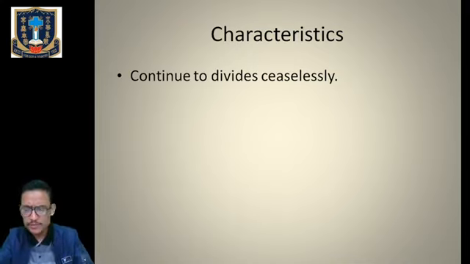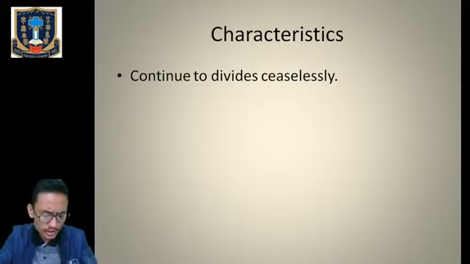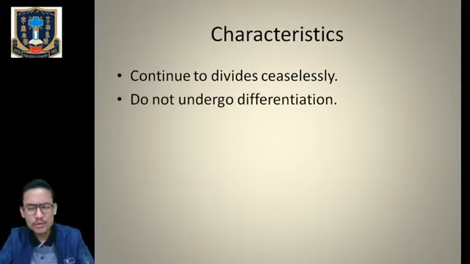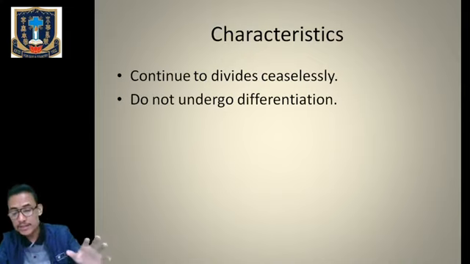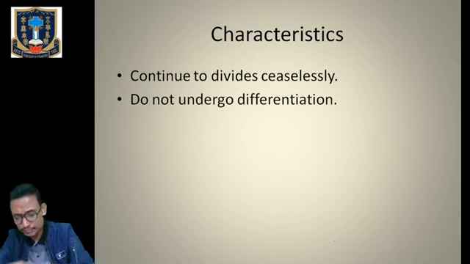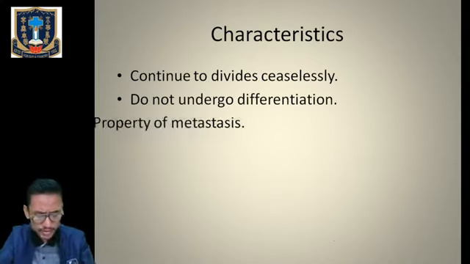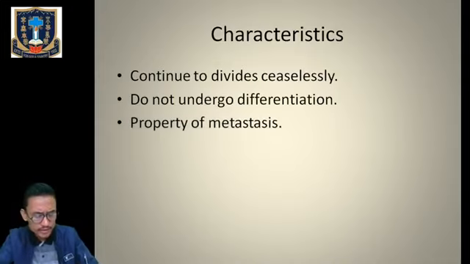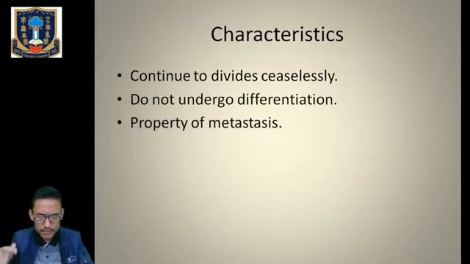So those cell divisions cannot be controlled. Next one, it does not undergo differentiation. We learned that there will be rapid cell division, but those cells do not go through cell differentiation. Those cells will not be assigned specific functions. Next one, we can say that they have the property of metastasis. That means they will migrate from one part or organ of the body to other parts and organs.